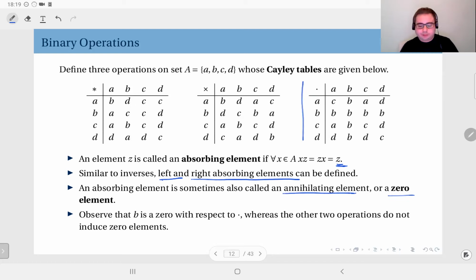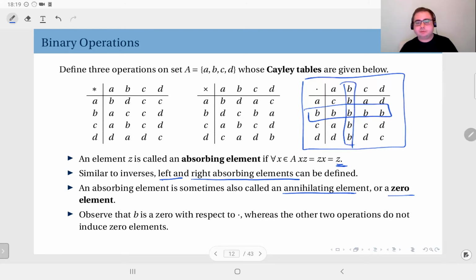Now, in this operation, you see B is both a left zero and also a right zero, because whatever element you multiply with B, the result you get is B. Okay, this is what we call a zero. In the other two, we do not have any zeros.